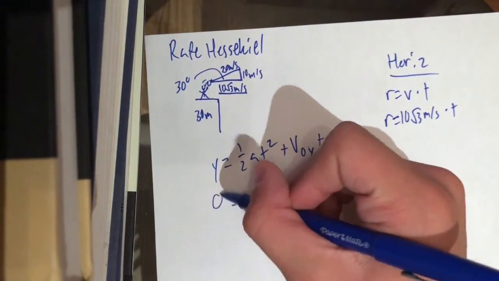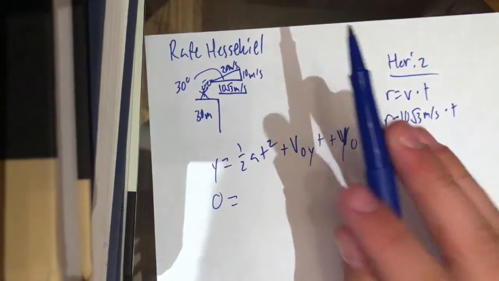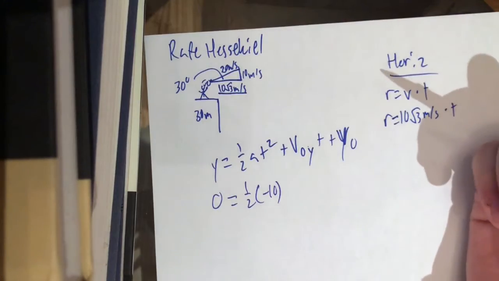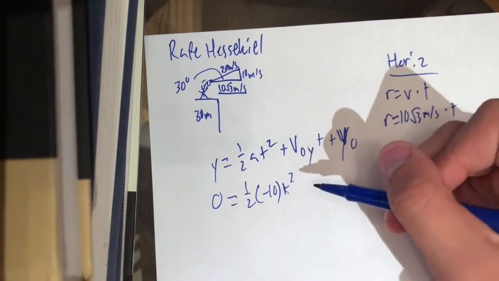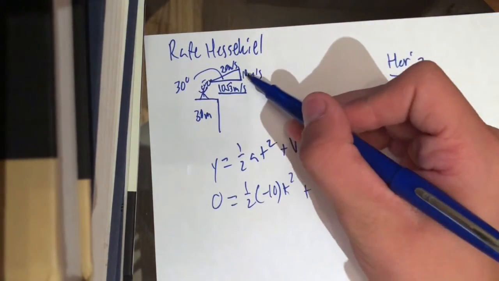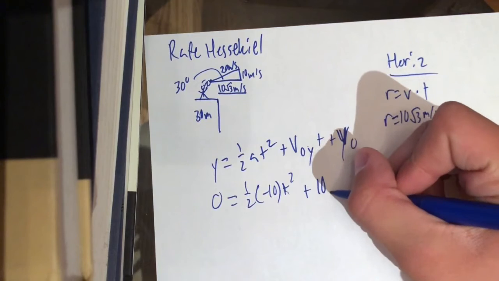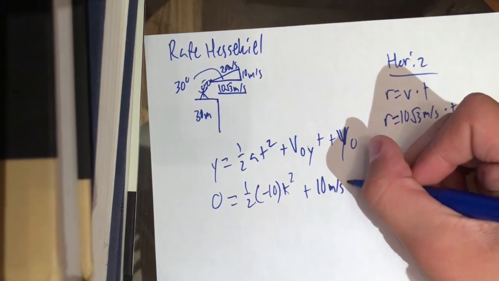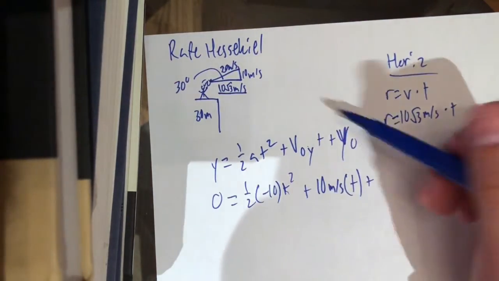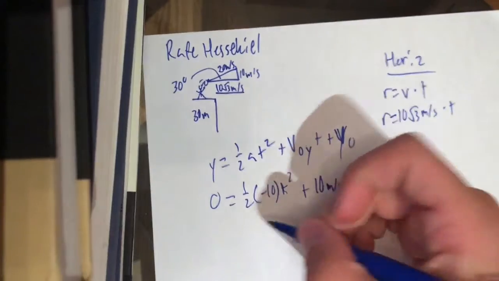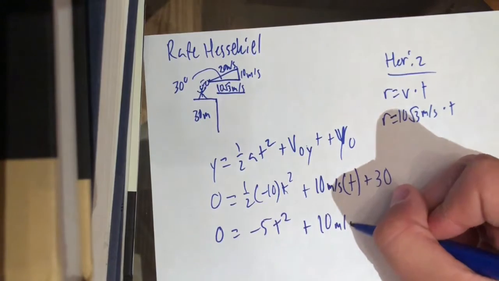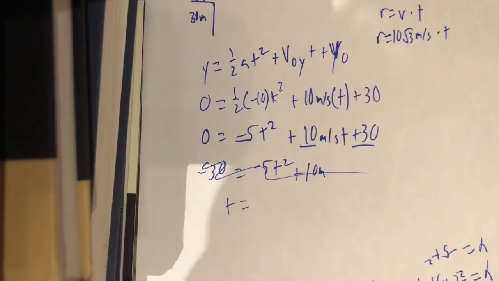So we have 0, which is the desired y value at the very end, equal to 1/2 times -10 for gravity, because gravity is the acceleration in this case, times t squared, plus the initial velocity of the y value, which we have here is 10 meters per second, so 10 meters per second times t, plus our initial height of the building is 30 meters, so plus 30. So then we have 0 equals -5 t squared plus 10 t plus 30.